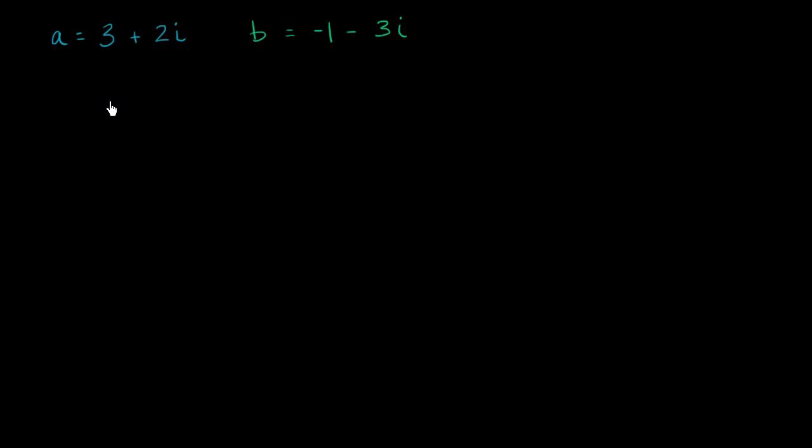So let's say I have a third complex number c, that is defined as a plus b. I encourage you to pause this video and think on your own about what a plus b is going to be. Well, this is just going to be equal to 3 plus 2i, that's a, plus b, which is -1 minus 3i. We could write it like that if we want to be really clear what b is and what a is.